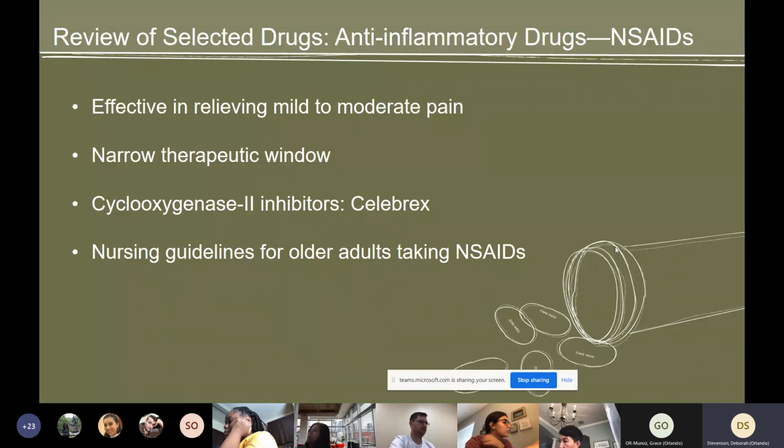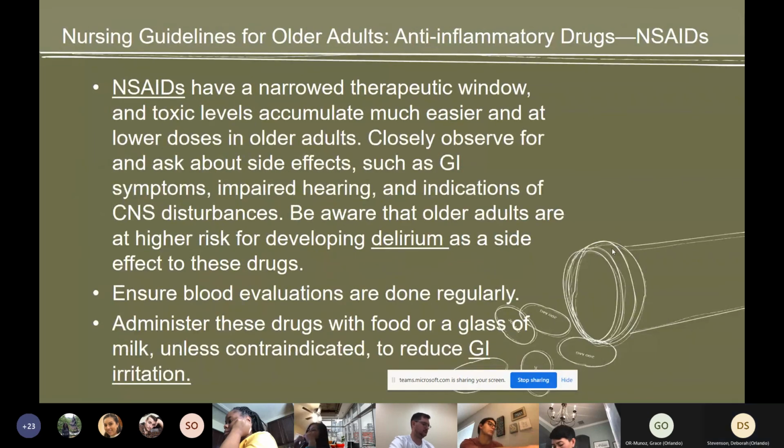NSAIDs, we have to really talk to them about it. As we know, NSAIDs such as ibuprofen are good for bone and muscle pain. So let's take a look at some of those. There's a narrow therapeutic window. In other words, too much of this particular medicine can actually become toxic to a patient. And of course, we need to lower those doses in the older adult.